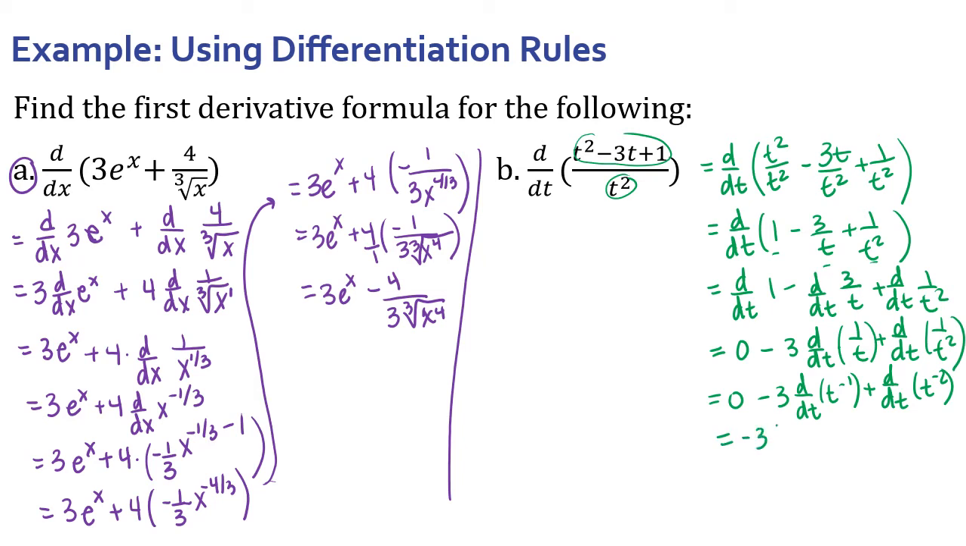So negative 3 times. So now I'm going to take the derivative. So that d over dt goes away because I'm taking the derivative of it. So that becomes negative 1 times t to the negative 1 minus 1, which is negative 2. And then plus negative 2 times t to the negative 2 minus 1, which is negative 3. So that's going to give me 3 over t squared minus 2 over t cubed.